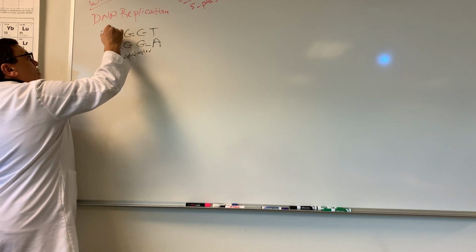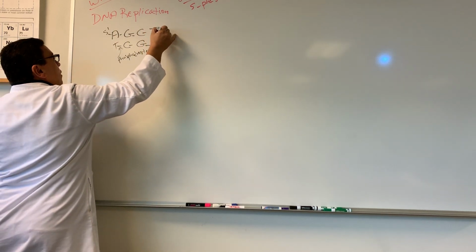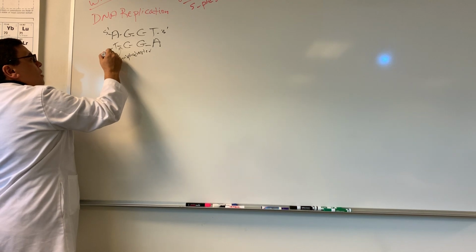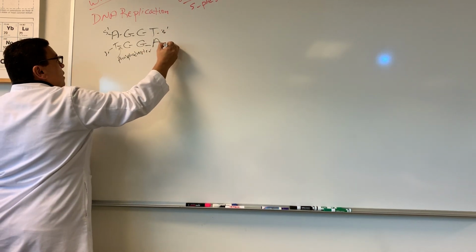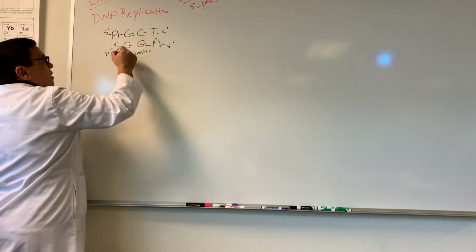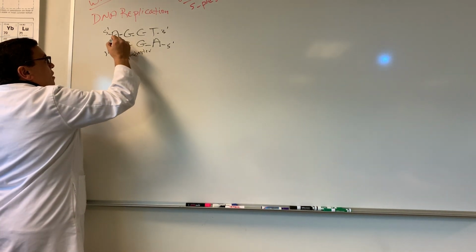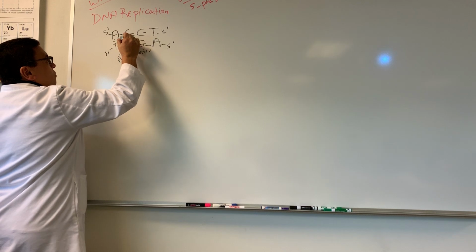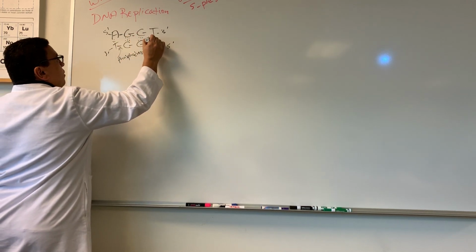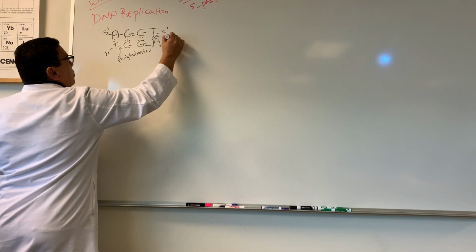And this is 5 prime. That means this is 3 prime. And if this is 5 prime, this will be 3 prime. If this is 3 prime, this will be 5 prime because it's anti-parallel. These are phosphodiester bonds. They're covalent bonds. But what are the bonds holding the strands together? Hydrogen. Very good. So these are hydrogen bonds.